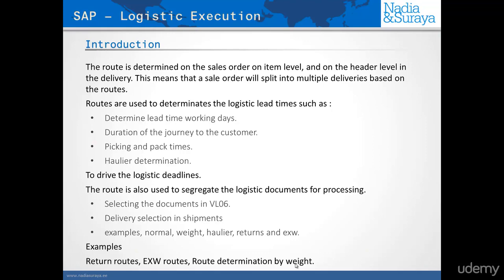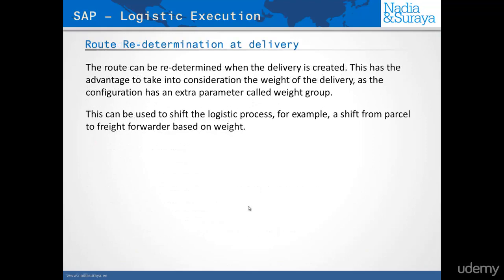So as you can see here, we can use the route to drive all of these selections in the logistic processes. There's also the option to redetermine the route when you create the delivery. And the only reason you would redetermine the route when you create the delivery is if you use the weight as one of the criteria when you are determining the route. And the reason you do it at the time you create the delivery is that is the final time you would know the weight.